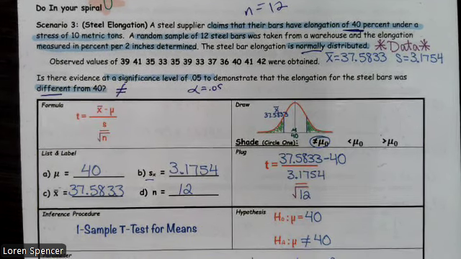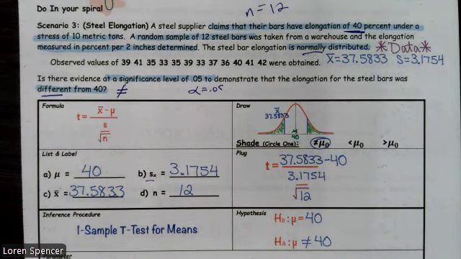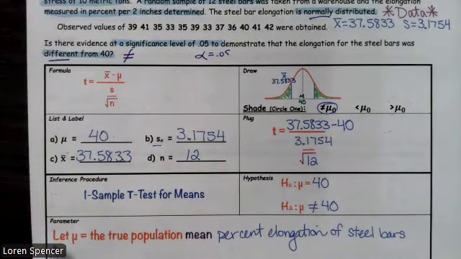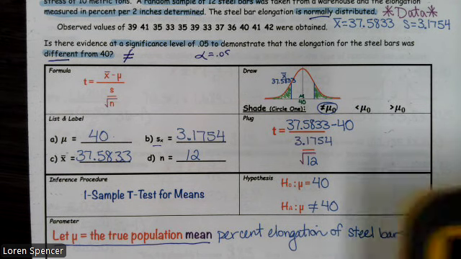So then we need to define our parameter, and our parameter is always going to start the same. Let mu equal the true population mean, and notice we just wrote that out. And then what are we interested in? True mean percent elongation of steel bars. Cool.